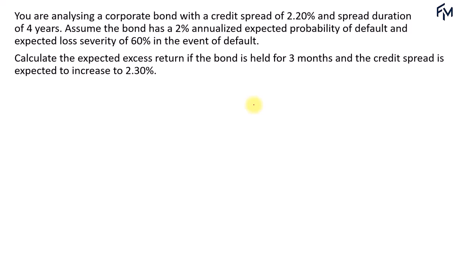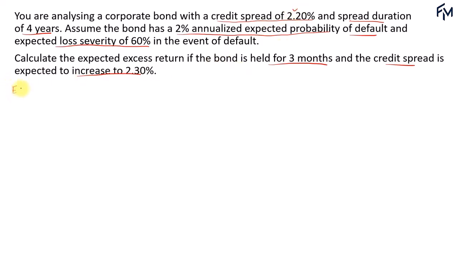So let's look at an example. You're analyzing a corporate bond with a credit spread of 2.2%, or 220 basis points, and the spread duration is 4 years. Assume that the bond has a 2% annualized expected probability of default and an expected loss severity of 60% in the event of a default. Now calculate the expected excess return if the bond is held for 3 months, this is the holding period, and the credit spread is expected to increase to 2.3% from the current spread of 2.2%.